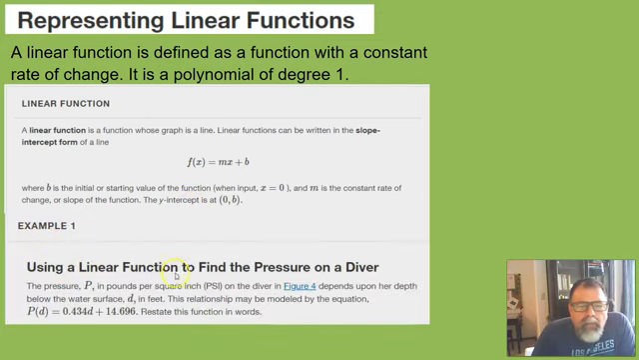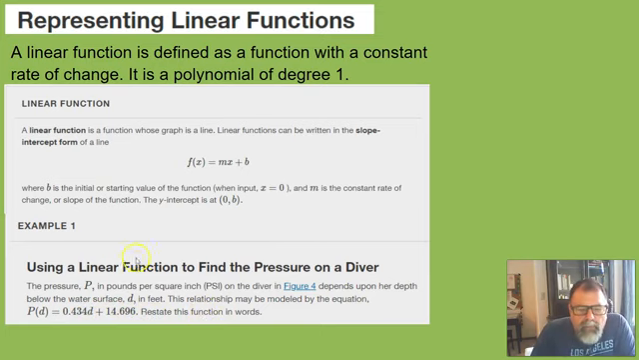Example 1. Using a linear function to find the pressure on a diver. The pressure P in pounds per square inch, PSI, on the diver in figure 4, you can refer to the book for that one, depends upon her depth below the water surface D in feet. This relationship may be modeled by the equation P of D is equal to 0.434 D plus 14.696. Restate this function in words.